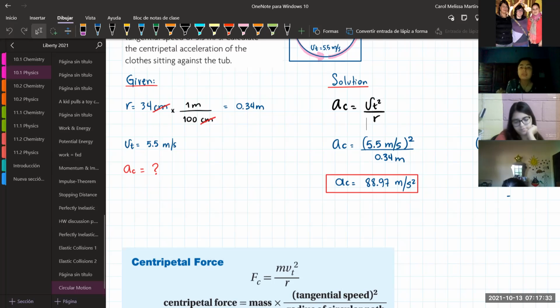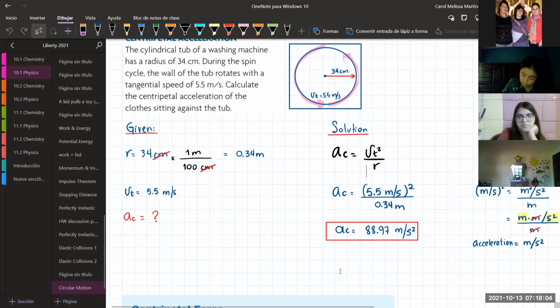So the final units will be meters per second squared, which are units that we know for acceleration. And it makes sense since we are looking for centripetal acceleration. That's how you get it. That's always like an extra step that I show you, that it is important, but not all the time you do it, okay? But it's good that you know this. It's very good that you know where the units are coming from.